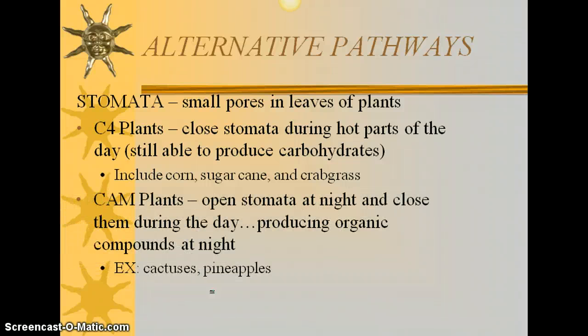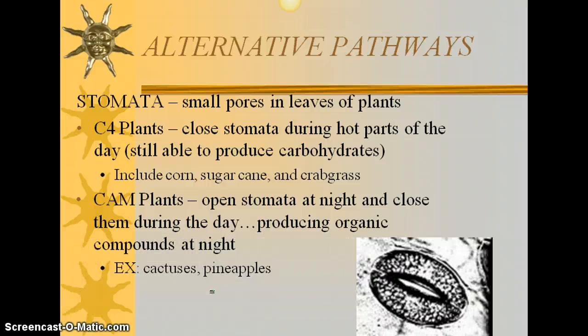And then CAM plants, C-A-M plants, they open the stomata at night and close them during the day. So they produce their organic compounds at night. And again, this is still a process to help maintain their water levels to allow the plant to survive. It is just a method to maintain homeostasis for that plant. Some examples are cactuses and pineapples. And this is what a stomata would look like, just a pore on the leaf.